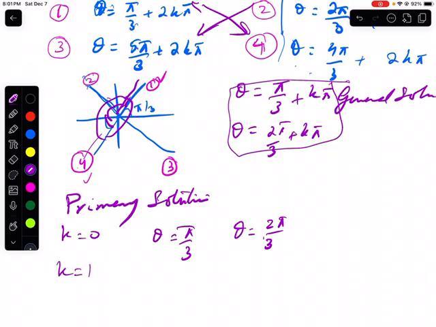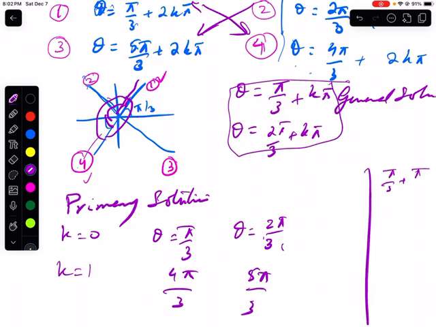So do it on a side or on a separate paper, like scrap work. So we have pi over 3 plus pi. So it gives me 4 pi over 3. See, that's why we combine them. Okay. So then we are getting the 4 pi over 3. And then from here we will get 5 pi over 3. And these are our solutions. These are the primary solutions.